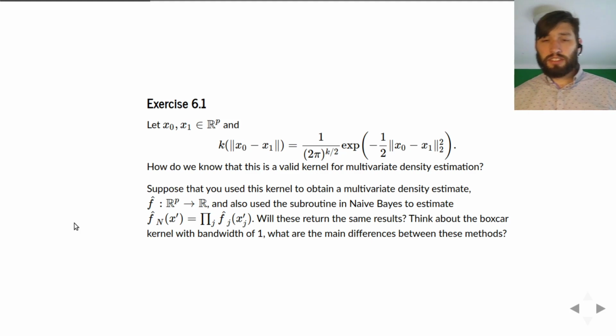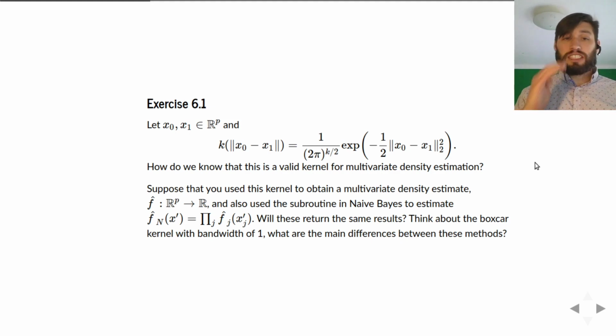So the next question is, suppose you use this kernel to obtain a multivariate density estimate. And this is a more meaty question. And so this produces an f hat. So you just use this to form our f hat. And then the other alternative is to use the naive Bayes assumption, which is just assuming that you can obtain your multivariate density using a product form, so it factorizes into a univariate density for each of the factors. Right? So this is the naive Bayes assumption, and it's assuming independence of each of the coordinates of x.